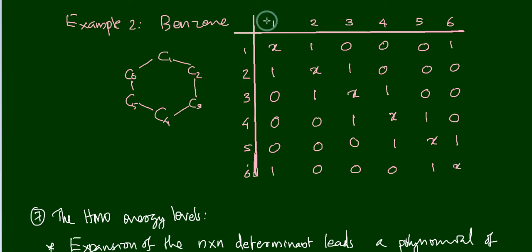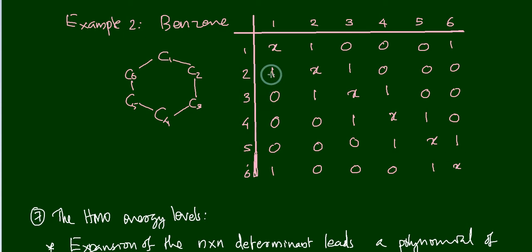First, we write the row and column numbers. These are all row numbers, and these are all column numbers. Then we write X, X, X, X, X, X along the diagonal, and then we fill the other positions. Here it is 1, 2. 1 and 2 are connected, so it is 1. 1 and 3 is 0. 1 and 4 is 0. 1 and 5 is 0, because there are no bonds between these carbon atoms. When it comes to 1 and 6, it is not 0. It is 1, because 1 and 6 are connected. So it should be 1 here.